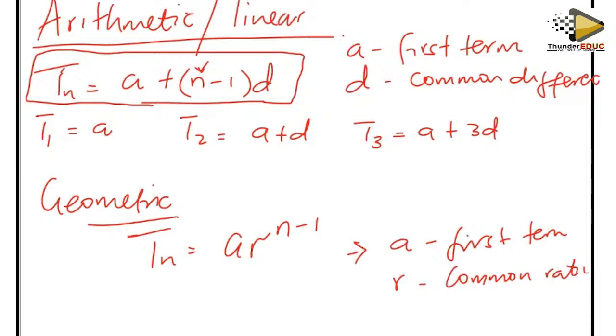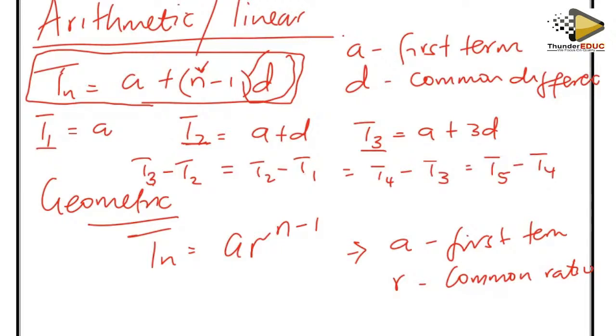So looking at the arithmetic, for us to get the difference, remember, we subtract the first term from the second term, and the second from the third. In other words, we determine the difference between the consecutive terms. Okay, you can have T4 minus T3, which is the same as T5 minus T4, and so on and so forth.